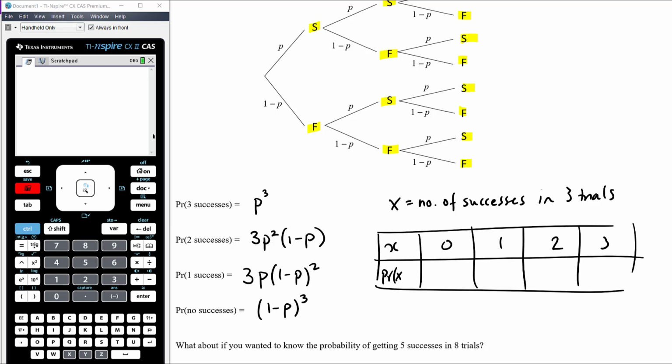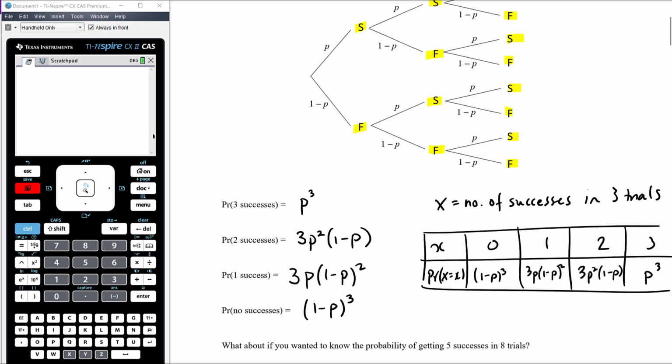The probability that X is equal to x is going to be each of these probabilities we've just calculated. So no successes is 1 minus P cubed. 1 success is 3 times P times 1 minus P squared. 2 successes is 3 times P squared times 1 minus P. And 3 successes is P cubed. So it's an example of a discrete probability distribution. We don't normally set it up in that way, but I want to be clear that's what's happening.